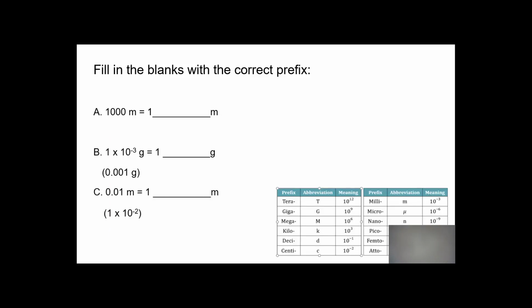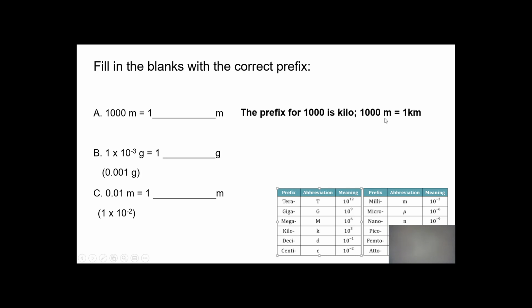So let's get started learning these prefixes. So we have 1,000 meters. If you get confused on what these are, just enter these into your calculator. They'll usually spell them out completely. So if you plug this in, it's going to come back as 1,000. So 1,000 is kilo. So we would write 1 kilo here, and this means 1,000 meters equals 1 kilometer right here.